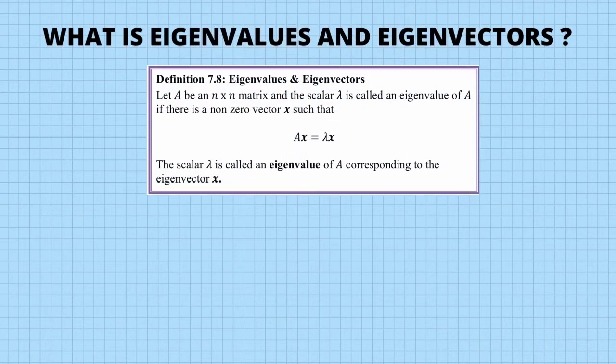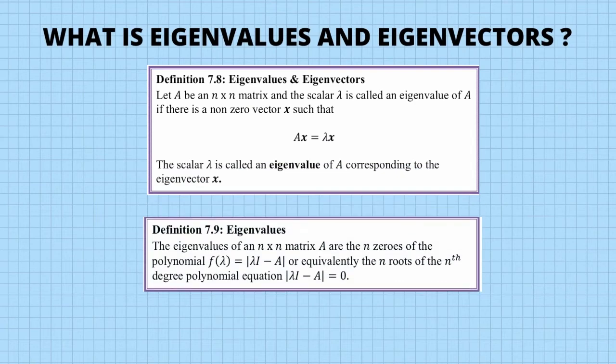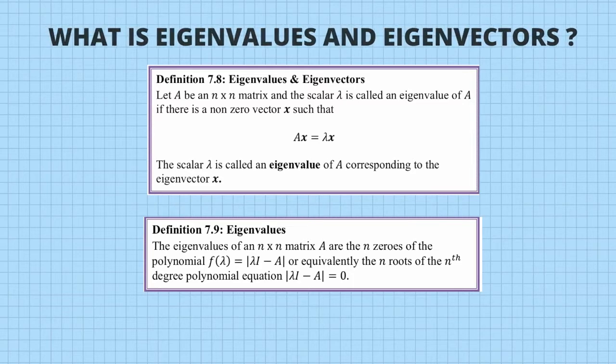Eigenvalues and eigenvectors are given by the formula Ax = λx, where A is any matrix, x is the eigenvector, and λ is the eigenvalue. The eigenvalues can also be expressed in polynomial form, where f(λ) = det(λI − A), or equivalently the n roots of the characteristic polynomial equation, det(λI − A) = 0.